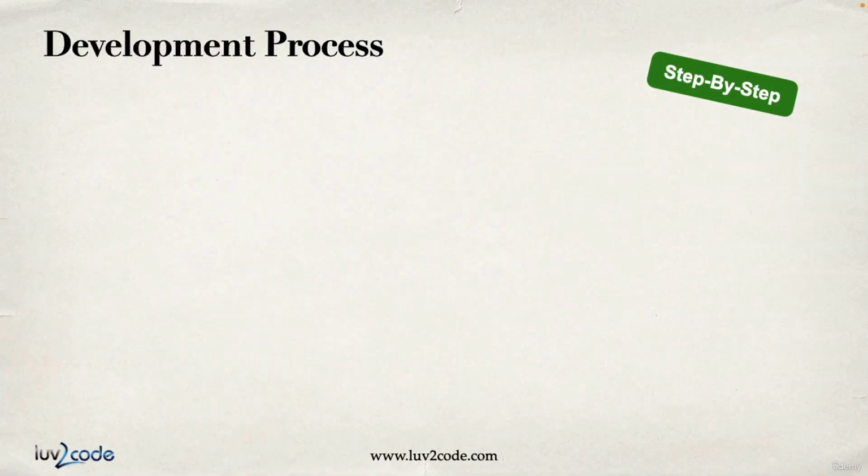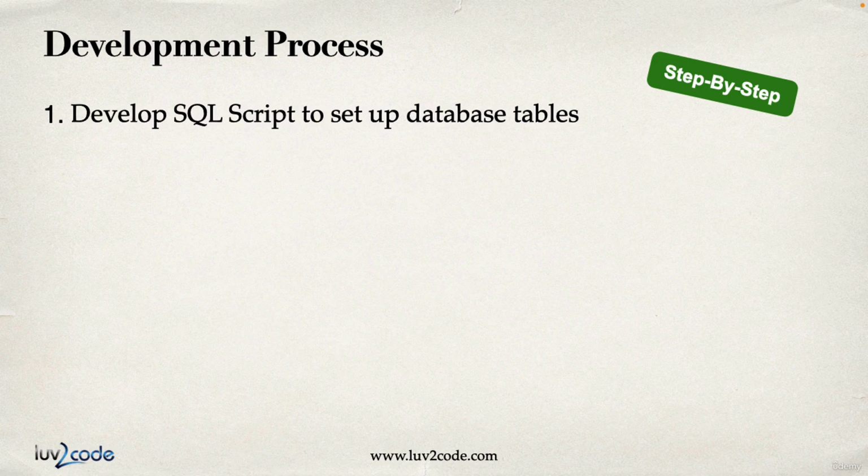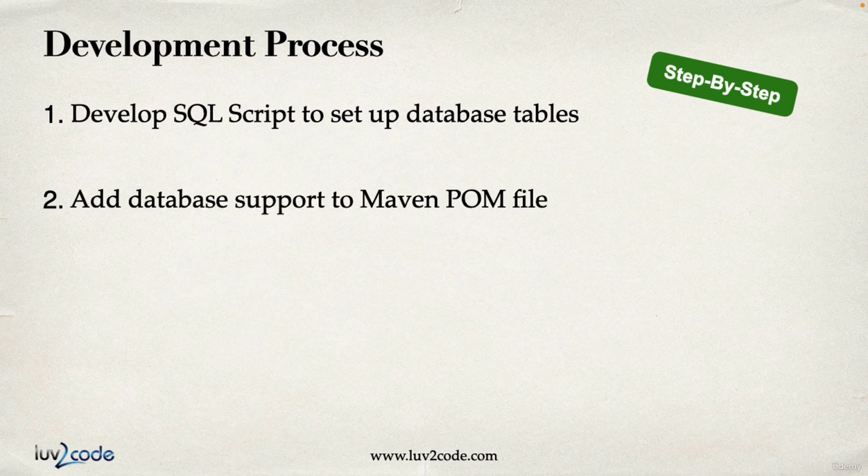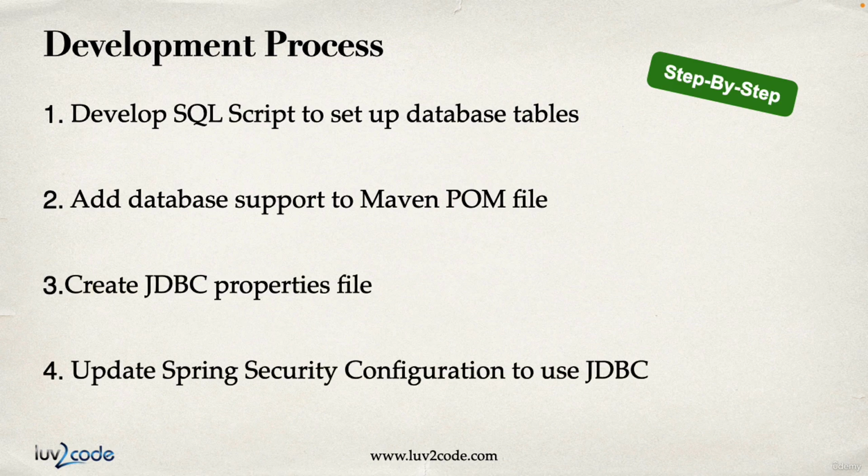Here's the development process. The first thing is creating an SQL script to set up the database tables. Then we'll add database support to our project using the Maven POM file. Then we'll create the JDBC properties file. And finally, we'll wrap it all up by updating the Spring Security configuration to use JDBC for authentication and authorization.